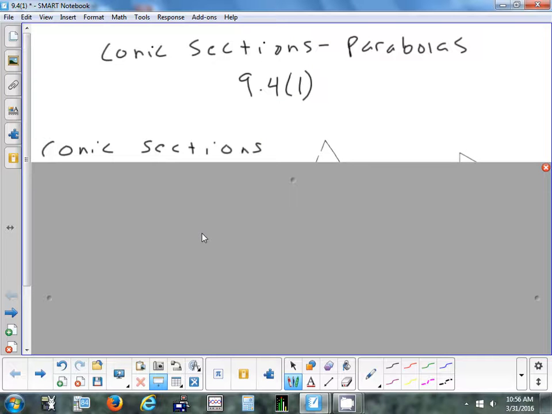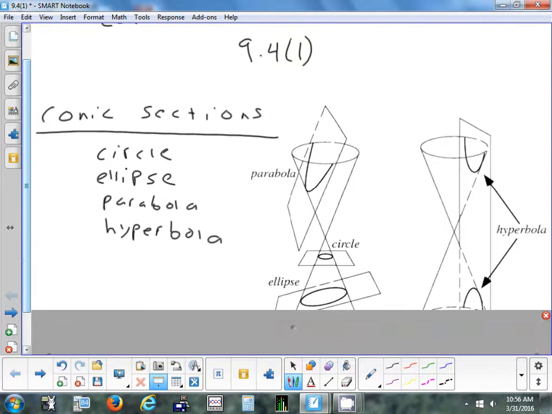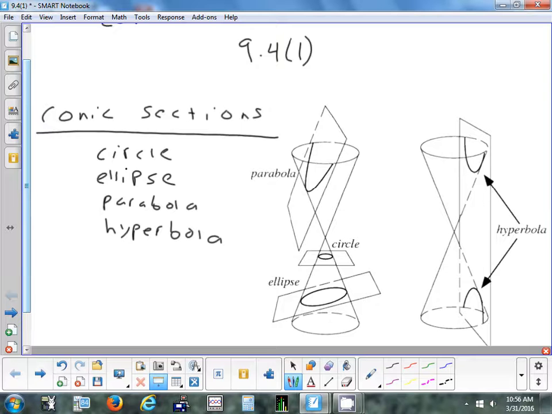All right, so there's 4 basic conic sections you can look at. And conic sections basically have to do with the ways you can take a cone and slice it, and then look at the cross section. So the simplest way is to slice it perfectly straight, and then look at the cross section you get, and that's a circle.